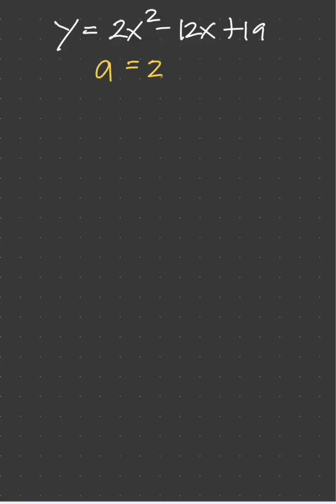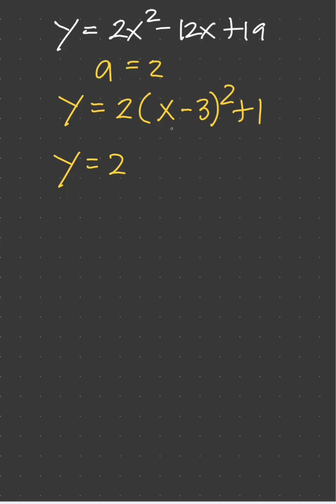Show that the equation of the curve can be written as y equals 2x squared minus 12x plus 19. Let's show that. We've already solved that a equals 2, and our vertex is 3, 1, so our equation is y equals 2 times (x minus 3) squared plus 1. Then we just expand. What is x minus 3 squared? Can you expand that?